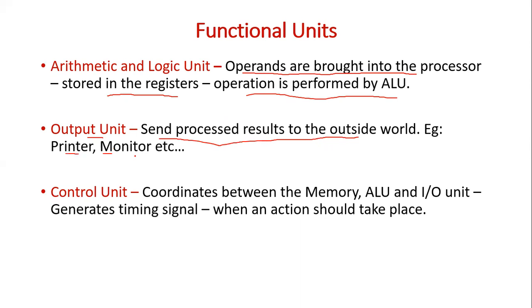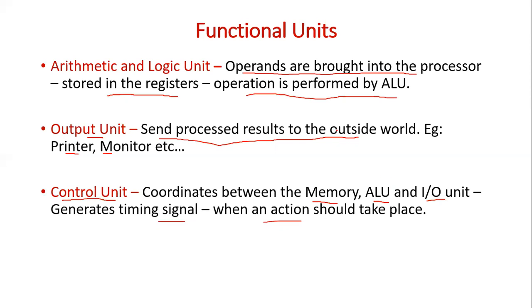So through that, the output reaches the end user. And then we have a control unit which coordinates between all other units. That is, the control unit is the one which coordinates between the memory, arithmetic logical unit, and IO unit. And also it generates appropriate timing signals when any action should take place. Action in the sense here read and write.